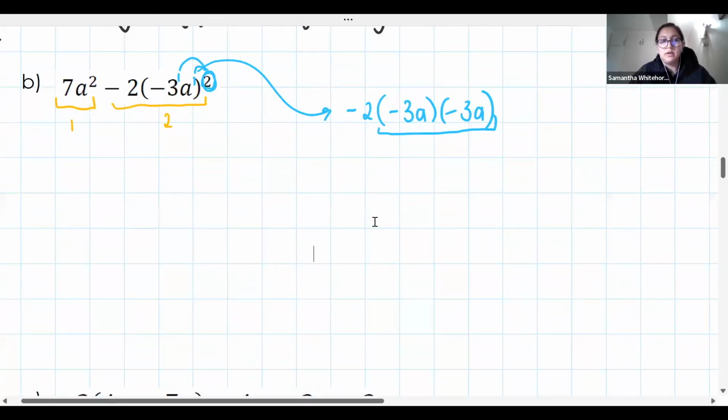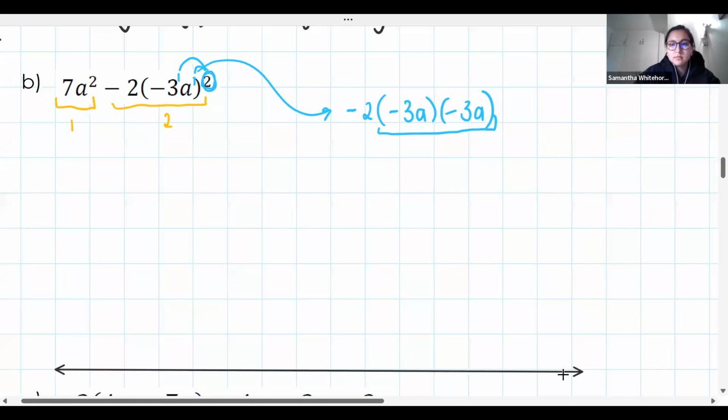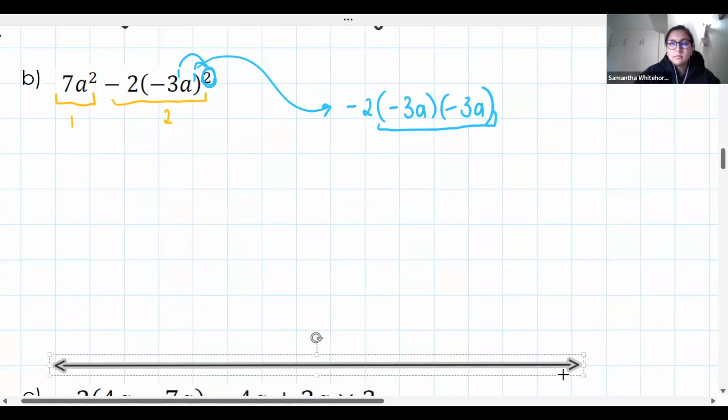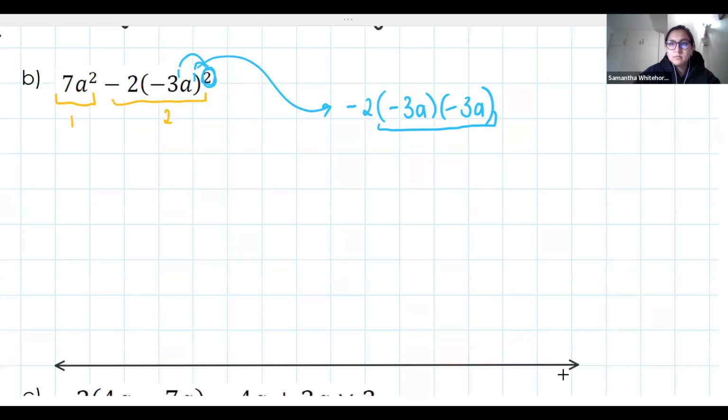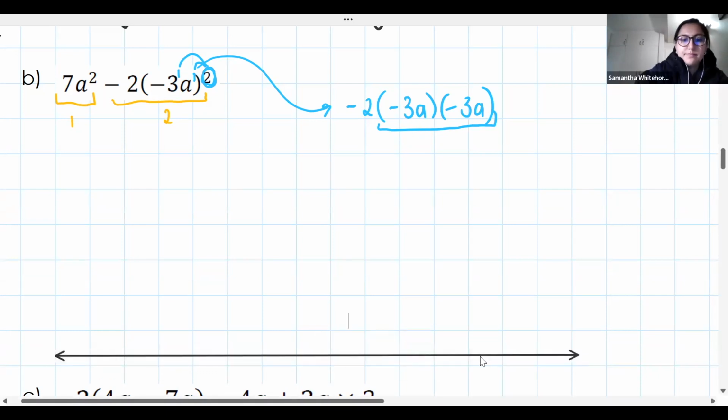Oh, so sorry. You can ignore the number line that I'm drawing here at the bottom. It's just to help us later on.